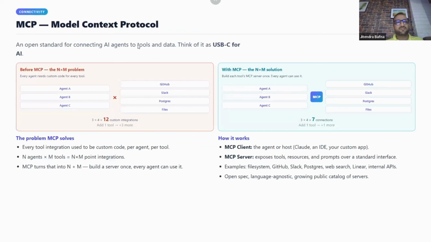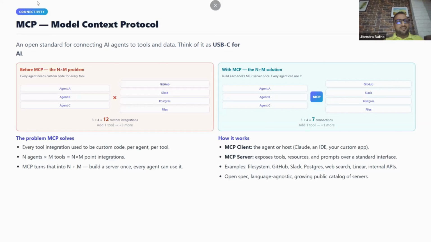Then we have the model context protocol. I will explain this in simple terms. This is also very important. It's a bridge between your large language model and your organization's systems. Whenever the large language model wants to talk with some end systems, you can use MCP. Model context protocol is a bridge between your LLM and your backend system.